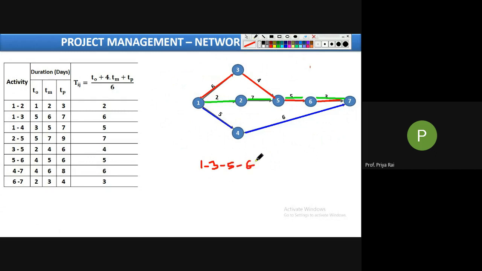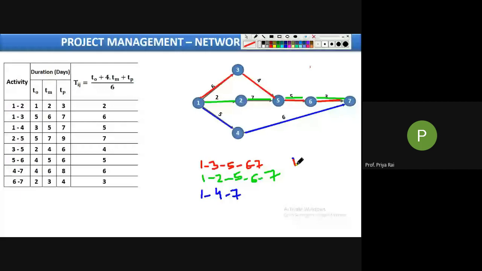What is the duration of this path? Please calculate and tell me. The second path is 1 to 2, 2 to 5, 5 to 6, 6 to 7. Whereas the third path is your 1 to 4 and 4 to 7. Tell me what is the duration of this first red color path? 18, ma'am. 18, right? See, 6 plus 4, 10 plus 5, 15, 15 plus 3, 18. So this is your 18.